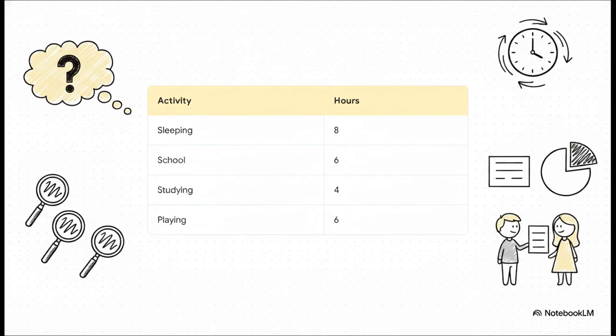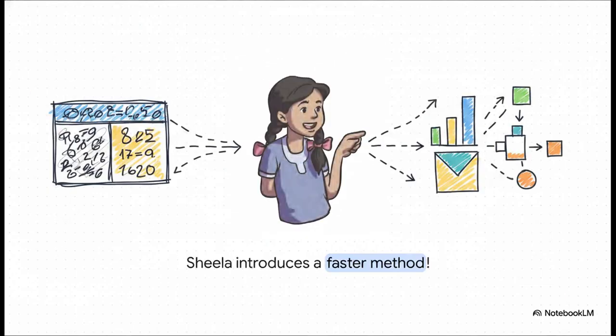Now, don't get me wrong, it definitely works, it's organized, but to figure out what he spends the absolute most time doing, you still have to read every single line, process the numbers, and compare them all in your head. It takes real mental effort. Then we have Sheila. She looks at Raman's table and realizes, okay, there has to be a faster way. She decides to take those exact same numbers and transform them into a visual story, a picture her brain can instantly process the second she looks at it.